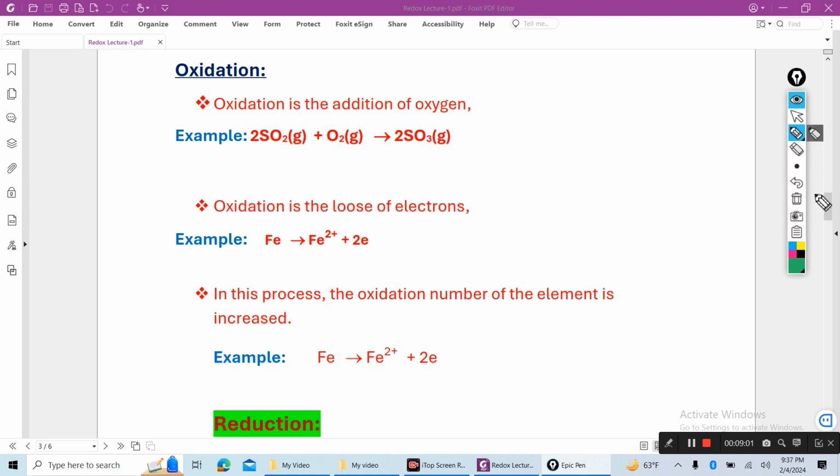Now we will know what is oxidation. Oxidation is the addition of oxygen. If oxygen is added to a substance, that process is known as oxidation. Here sulfur dioxide reacts with oxygen to form sulfur trioxide. Here 2 oxygen, here 3 oxygen. So one oxygen atom is added to sulfur dioxide. So this reaction is known as oxidation, as oxygen is added.